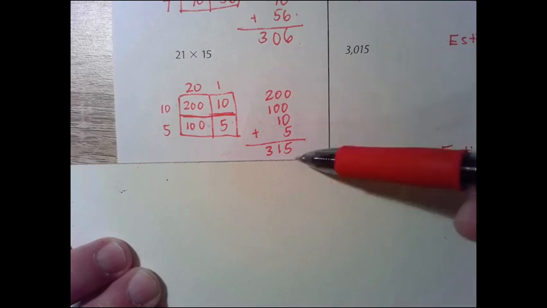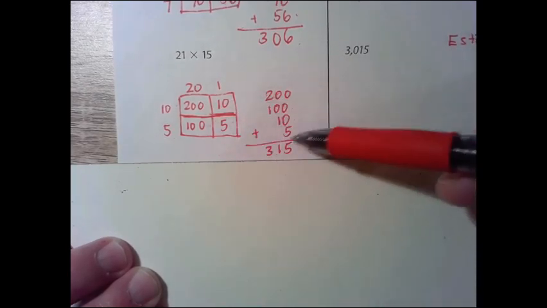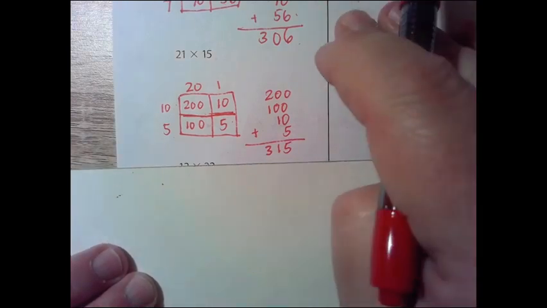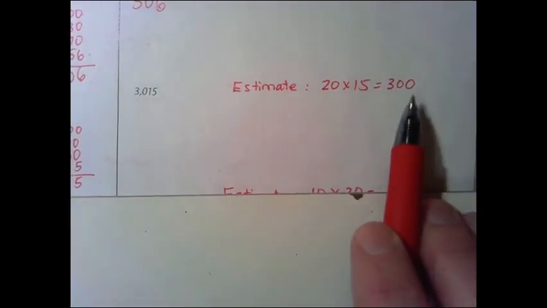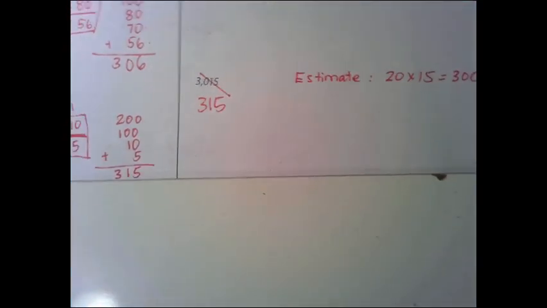And then you add all your squares up: 200, 100, 10, and 5. When you add that all up, you get 315, which again is much closer to our estimate. So again, it's not 3,015, but rather 315. All right.